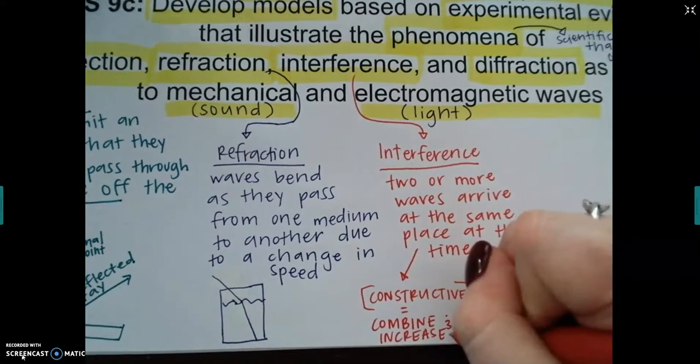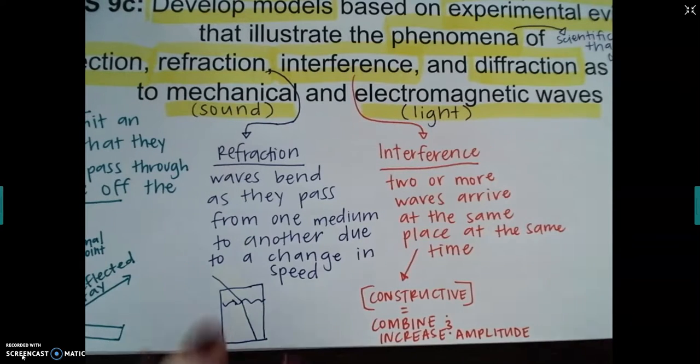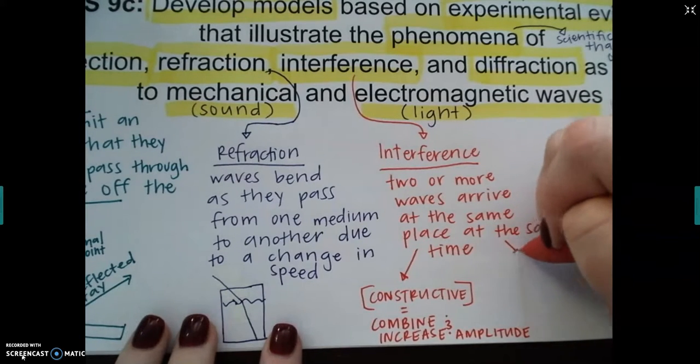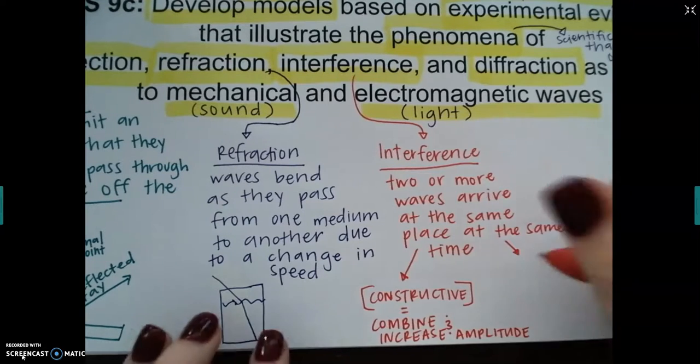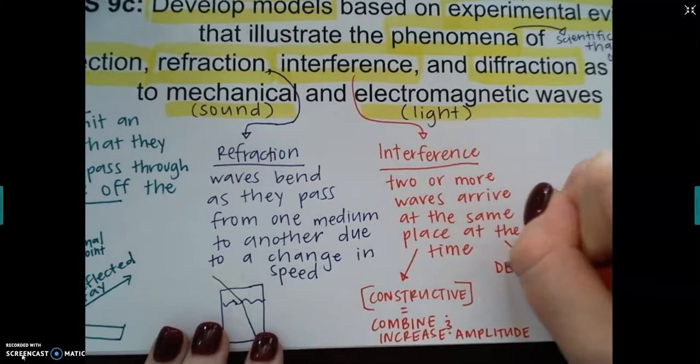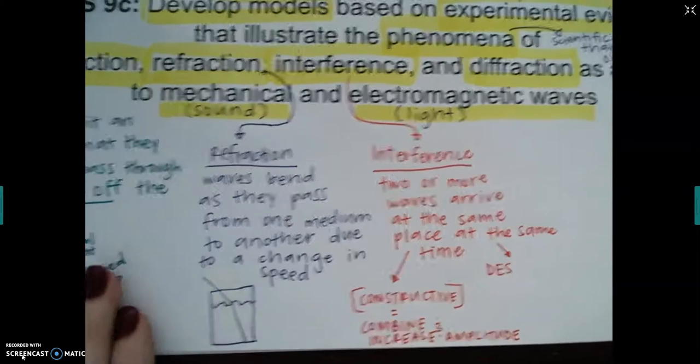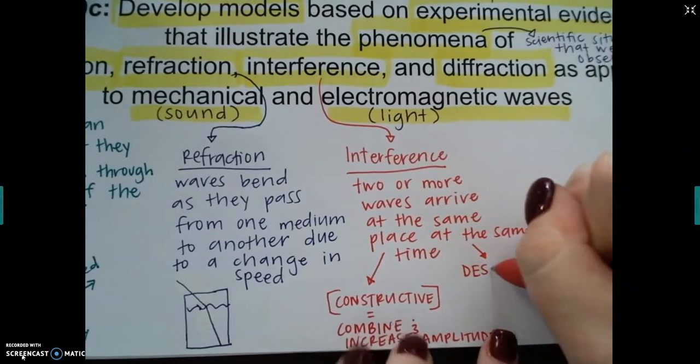Destructive are not going to be the same. So destructive is going to be when two waves arrive at the same place at the same time, but they are not the same parts of the waves when they interact and they actually run into each other. It might be that the top of one wave runs into the bottom of a second, and instead of combining and increasing their amplitude, they're actually going to do the opposite. They're actually going to cancel one another out, and that is how noise canceling headphones work.